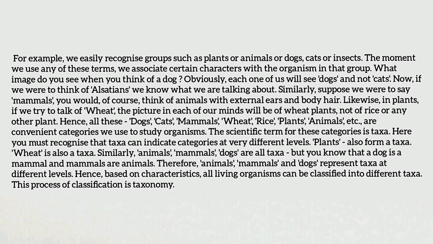The scientific term for these categories is taxa. Here you must recognize that taxa can indicate categories at very different levels. Plants also form a taxa. Wheat is also a taxa. Similarly, animals, mammals, dogs, are all taxa. But you know that a dog is a mammal and mammals are animals. Therefore, animals, mammals, and dogs represent taxa at different levels. Hence, based on characteristics, all living organisms can be classified into different taxa. This process of classification is taxonomy.